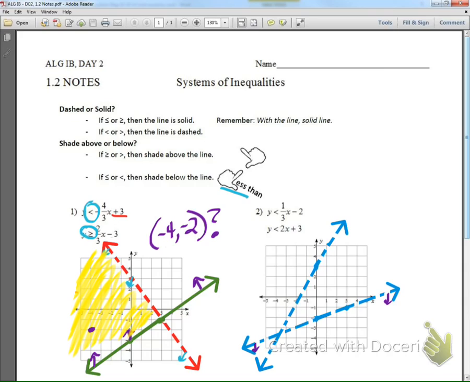Now I need to know, should I shade above or below? Again, look at your inequality. That is the less than sign. So do you shade above or below with your less than? Hold your hands up if you don't remember. It's less than. So on that line there, for the point of reference, find your y-intercept and draw a little line pointing down. And then go to each end and point a little line down, little line down.